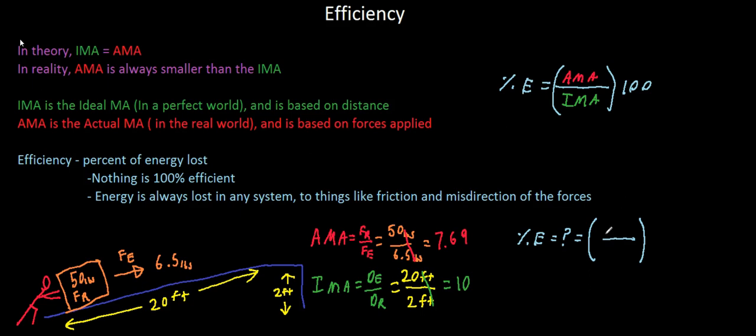We're trying to calculate how much energy we lose to things like friction. It's lost to other things, as we said, besides friction, but let's just keep it simple. Let's just say that friction is the main driving force. We go ahead and put our AMA on top and our IMA on bottom, and then, of course, we multiply that by 100.